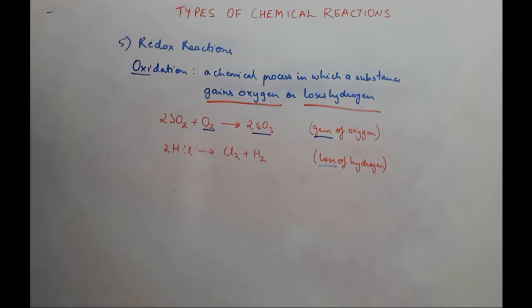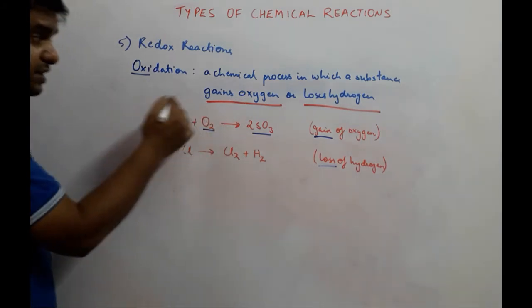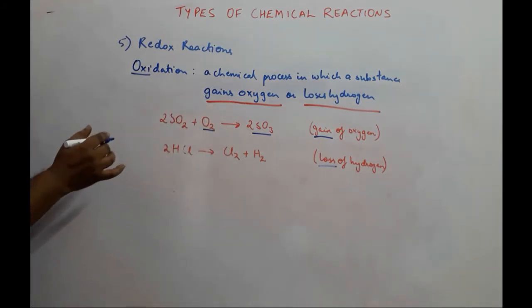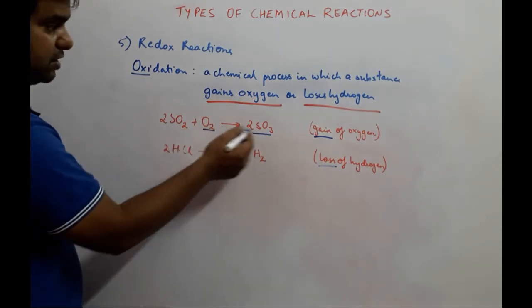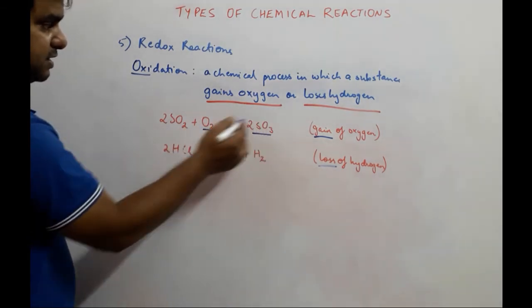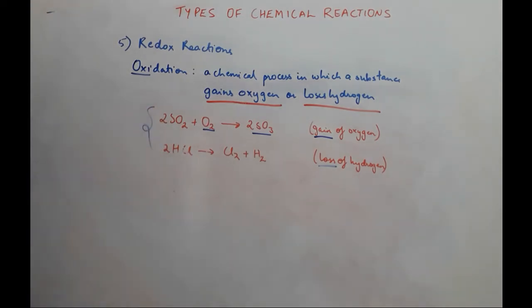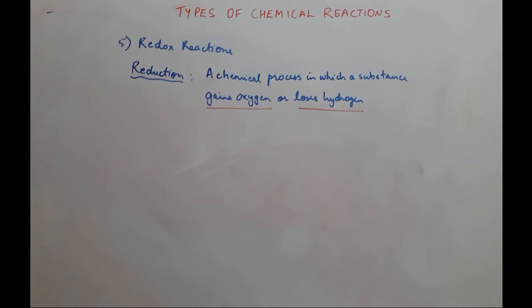But if oxygen is involved, then we look at if oxygen is gained by a molecule, by an element, and in this case sulfur dioxide gains 2 atoms of oxygen to become sulfur trioxide. Hence these 2 chemical reactions can be referred to as oxidation reactions. Let us see what are reductions.